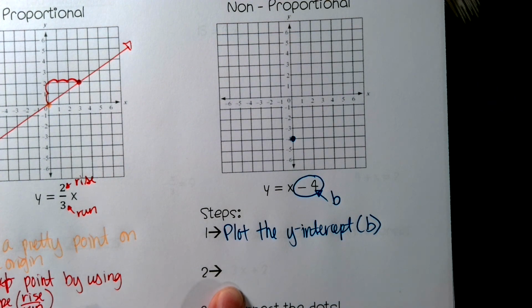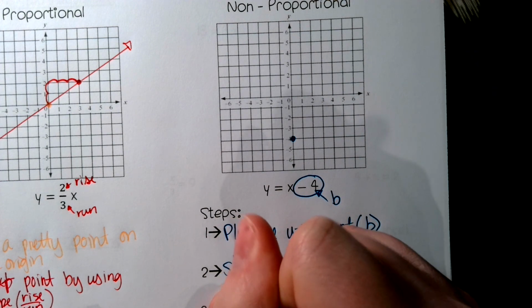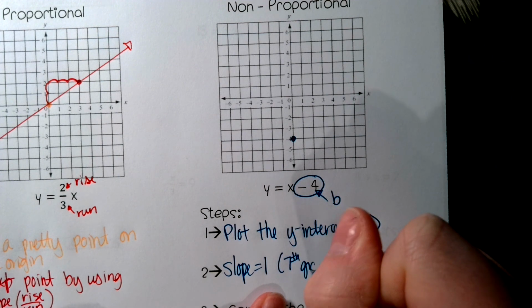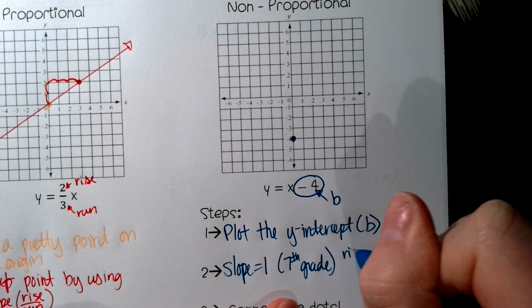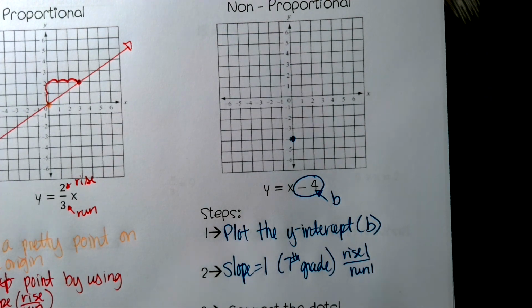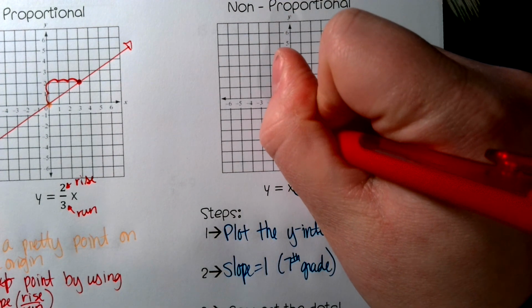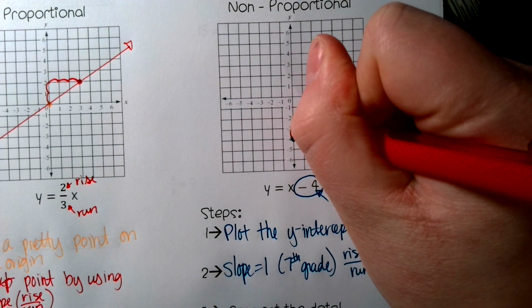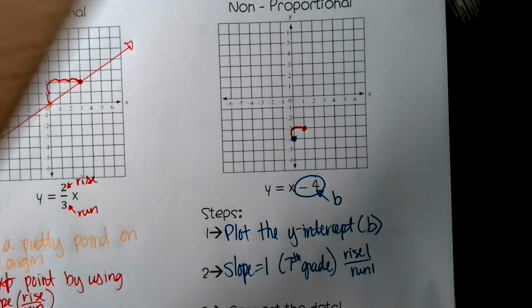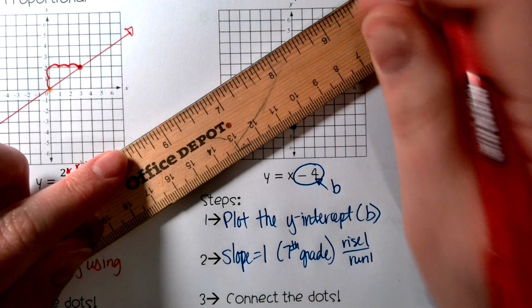And the second is that for 7th grade, slope is equal to 1. So that means we need to rise 1 and run 1 for our next point. So I'm going to rise 1, run 1 for my new point. And then like it says down there, I need to connect those dots.